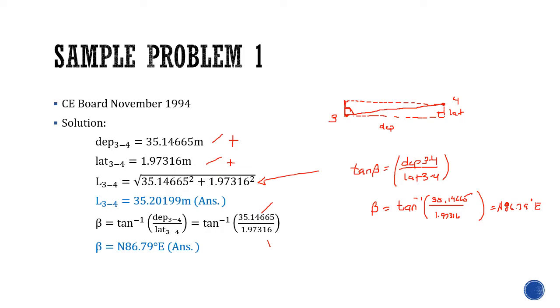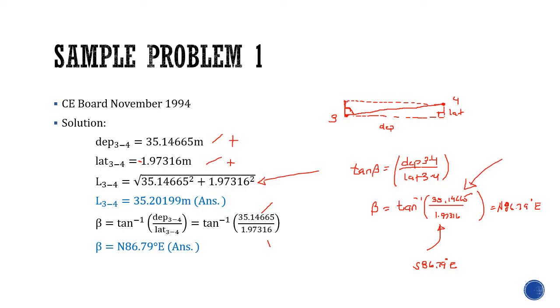Edi, kunyari ganito, kunyari negative lang yung latitude. Kung negative yung latitude, yung pag-solve, ganito pa rin. Huwag mo nang palitan yung sign, okay? Huwag mo nang palitan. Pero yung final answer, magbabago. Okay, 86.79 pa rin yung angle, pero yung direction, iba na. Okay, positive departure, negative latitude, that will be east, south. Okay lang, huwag mo nang palitan tong solution dito.